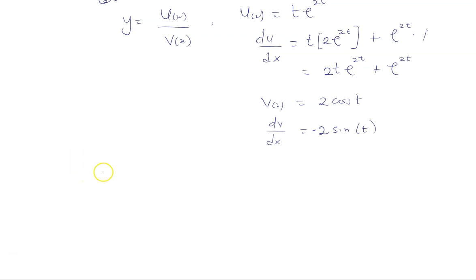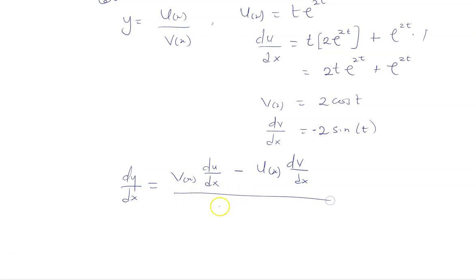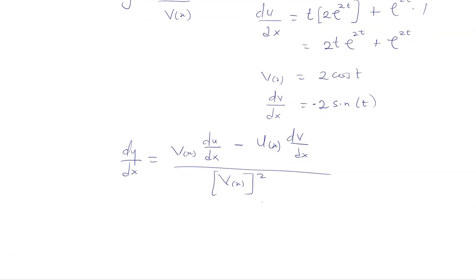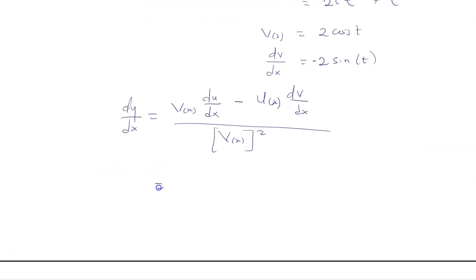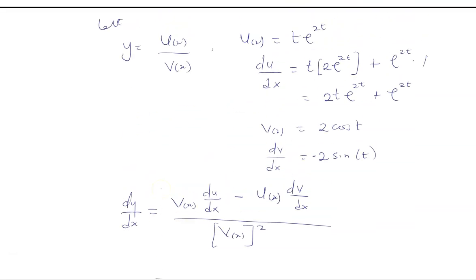So now that we've been able to do this, we are going to get the formula. That is, dy/dx is equal to v of x times the derivative of u, minus u of x times the derivative of v, all over v of x all squared. So that's the general formula. Once we get it, we just substitute the values there.